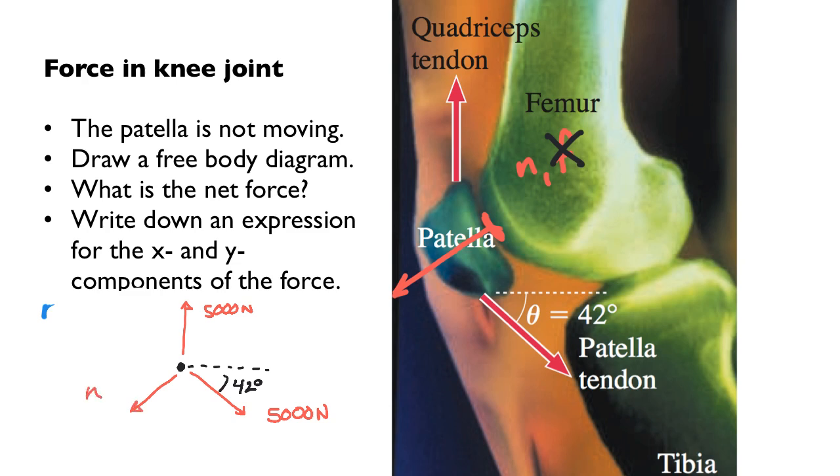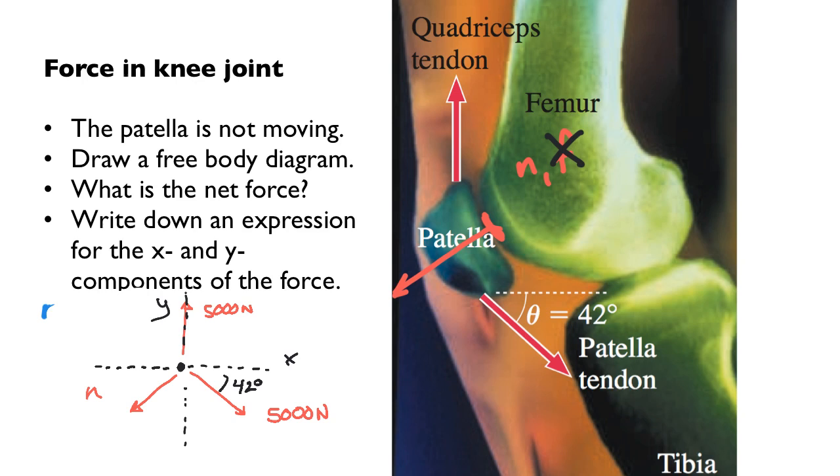Okay, now what I'm going to do is set up x and y axes. So there's my x-axis. My y-axis looks like this. And then I'm just going to break vectors into components. Now the 5,000 Newton force from the quadriceps tendon is acting straight along the y-axis, so that one's good.